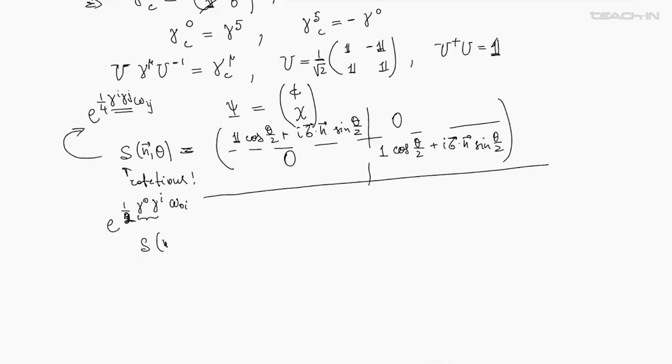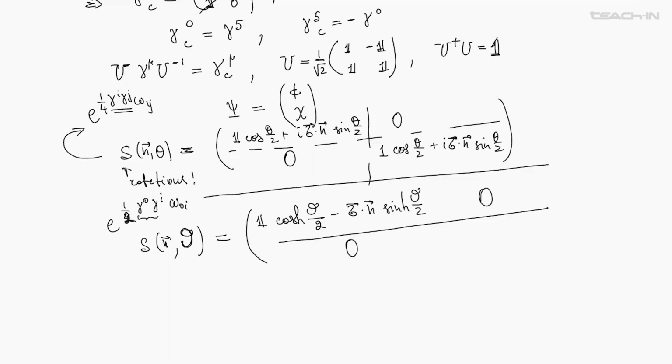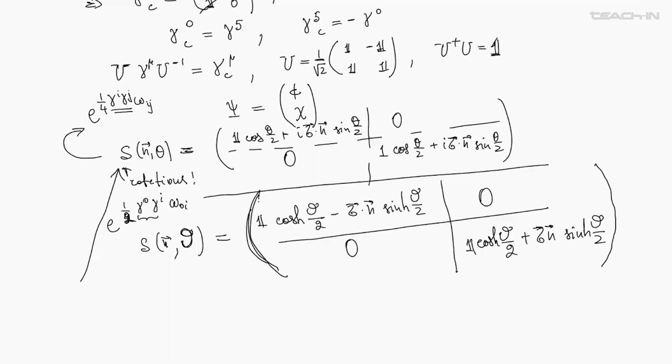S on n and hyperbolic angle var theta. And you find that it will have the following form: 1 cos hyperbolic angle var theta over 2 minus sigma n sinh var theta over 2, 0, 0, as I claimed, 1 cos var theta over 2 plus sigma n sinh var theta over 2. This is for the Weyl representation. This part is the same for Weyl and Dirac, and this is only for Weyl.